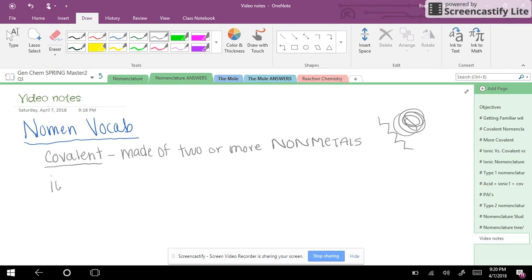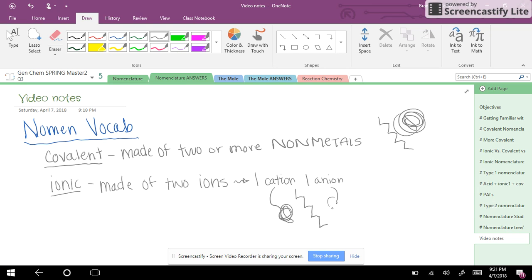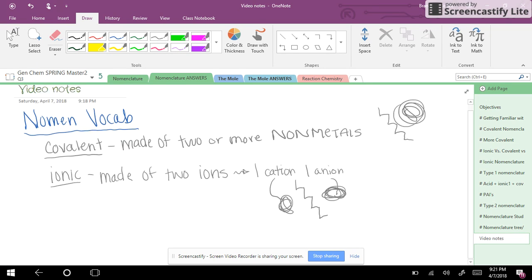An ionic compound is made of two ions. So basically that means one cation and one anion. And if I, again, look at the periodic table, cations are over on this side of the periodic table, the left of the staircase, and anions are my non-metals. Those are on the right side of the periodic table.